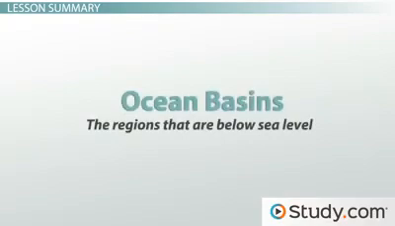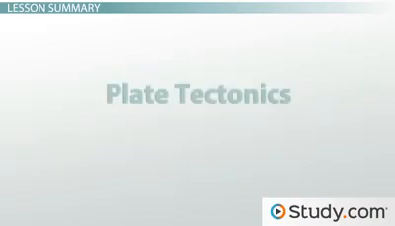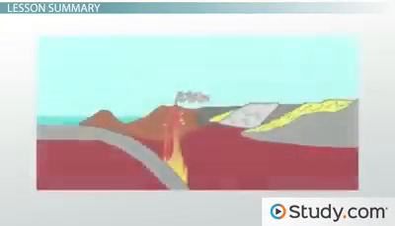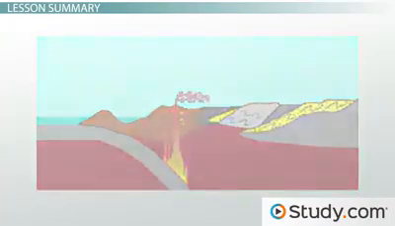Let's review. Ocean basins are the regions that are below sea level. They can be either inactive and collect sediment, or be active. Active ocean basins undergo changes mainly due to plate tectonics. Plate tectonics is the theory used to explain the dynamics of the Earth's surface resulting from the interaction of overlying rigid plates with the underlying mantle. These plates, found on the outer layer of the Earth, can move and meet with other plates at their boundaries.